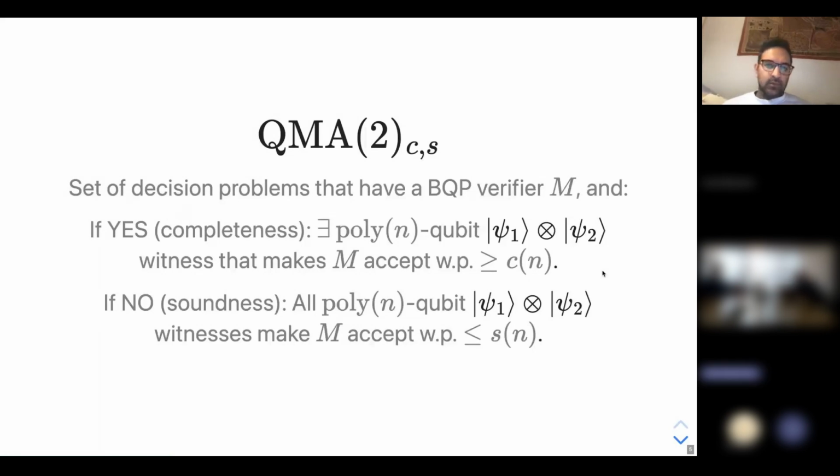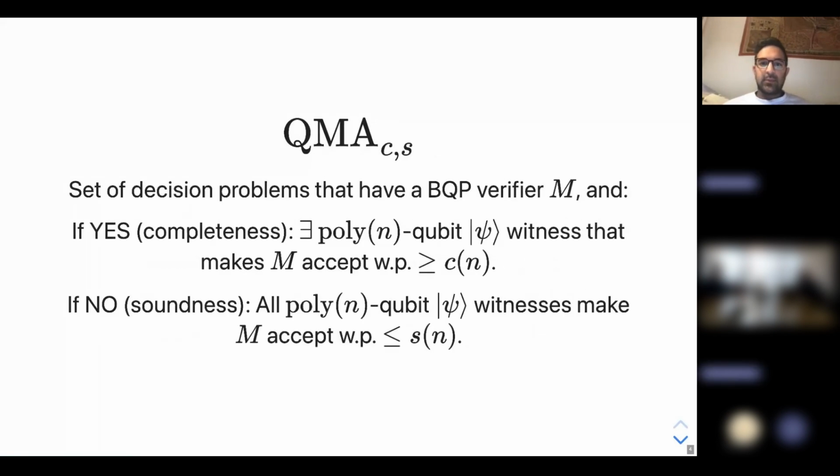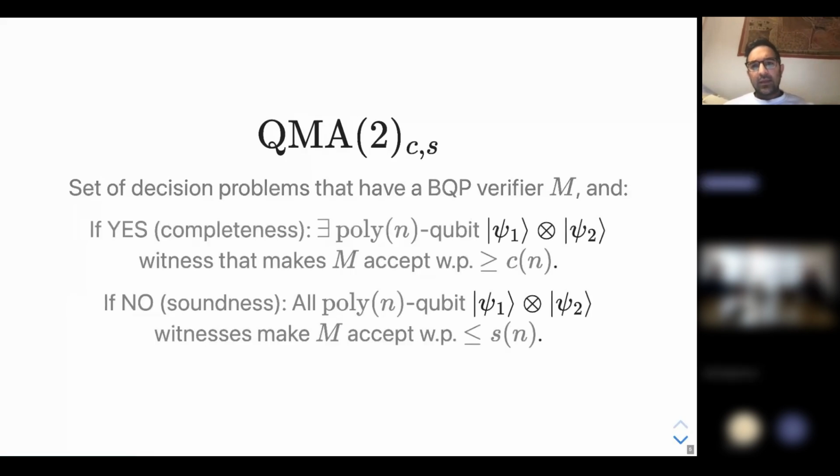So just to quickly check, it is an assumption that they're not entangled? Like this, we have to assume. Yeah, that's part of the definition first. If they're possibly entangled, then it might as well be QMA. Yeah, exactly.